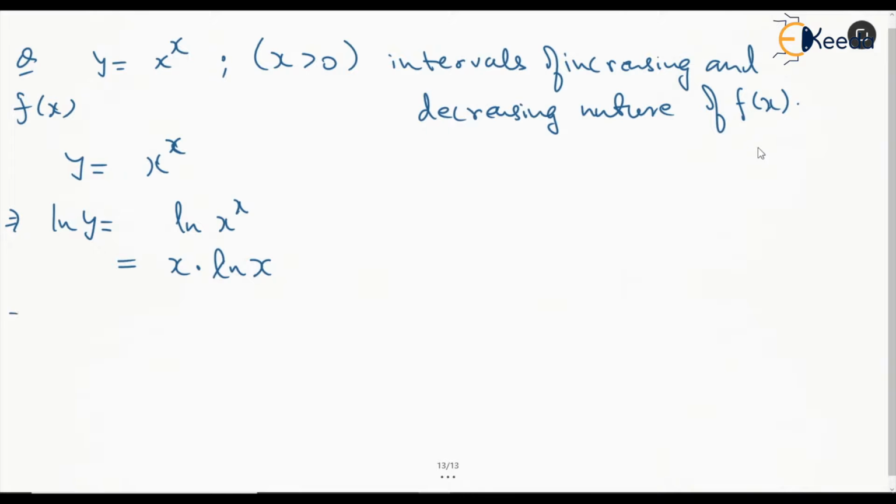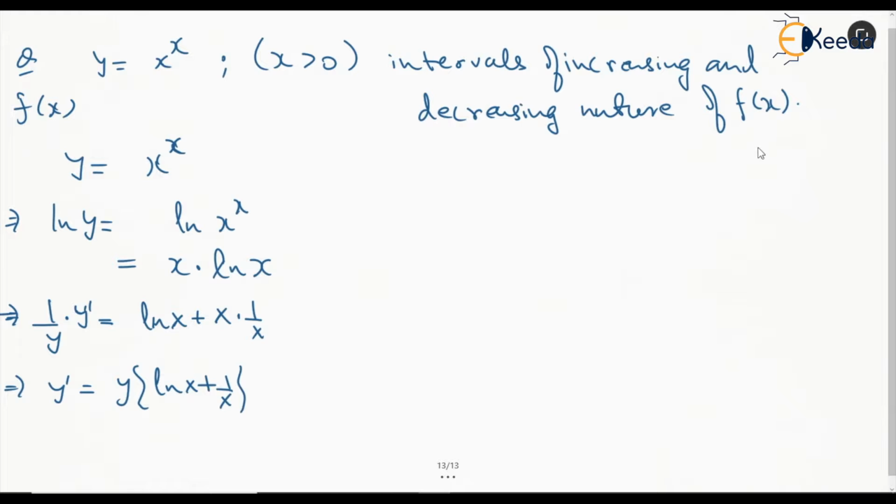Now differentiating we get 1 by y into y dash equal to x will give you ln x, and x ln x will give you x into 1 by x. So that means y dash becomes y into ln x plus 1 by x, or you can say this y dash is, y is x to the power of x, this x into 1 by x becomes 1. So this becomes ln x plus 1.